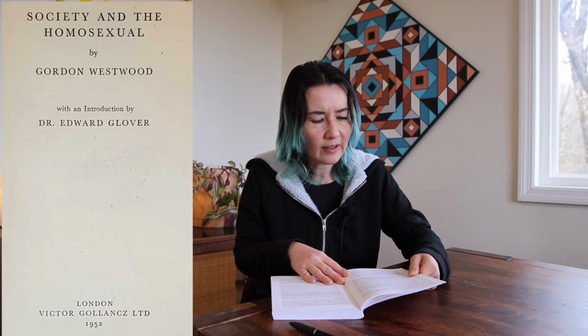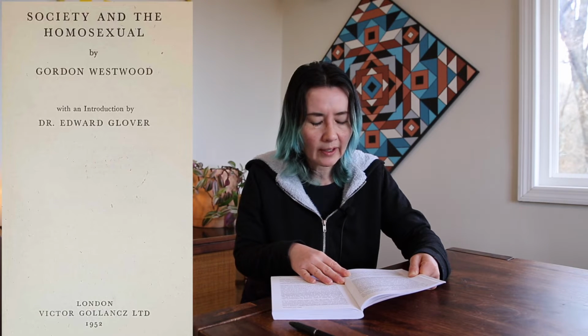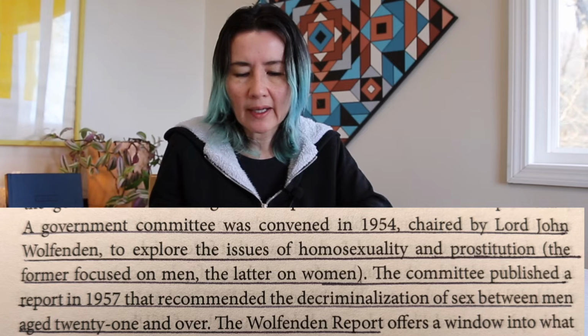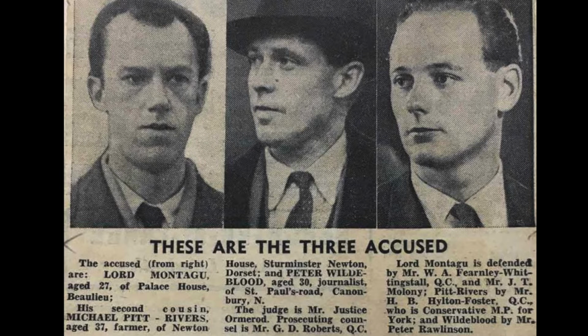Schofield conducted hundreds of one-on-one interviews with homosexual men and presented findings in publications including Society and the Homosexual, 1952, and the government in 1954 had organized a committee to explore the issues of homosexuality and prostitution. So therefore, just this government attention to these now defined as social problems. But the committee did publish a report in 1957 that recommended the decriminalization of sex between men aged 21 and over.